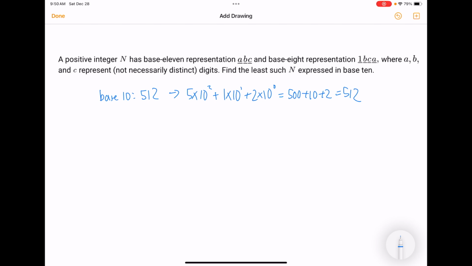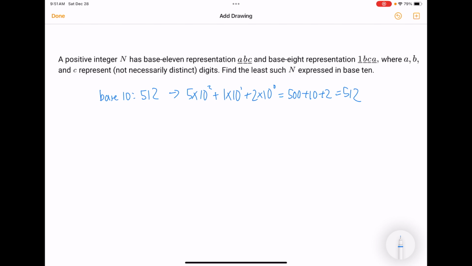So for any number, if it's in base 11, then it's whatever number times 11 to the whatever. And keep in mind that we always start with, for example, base 10 or base 8, with the 0th power first, because 10 to the 0th or 8 to the 0th, whatever that is, is always going to be 1. So that represents the ones digit.